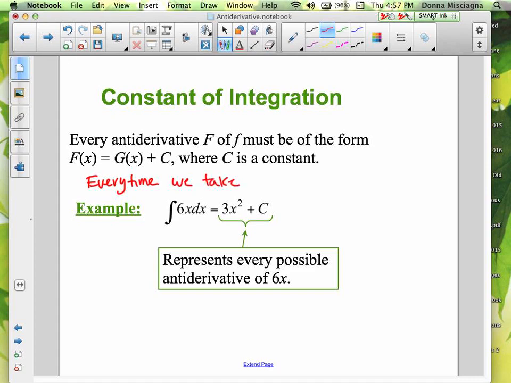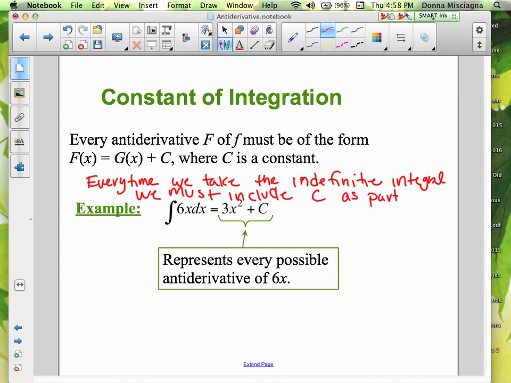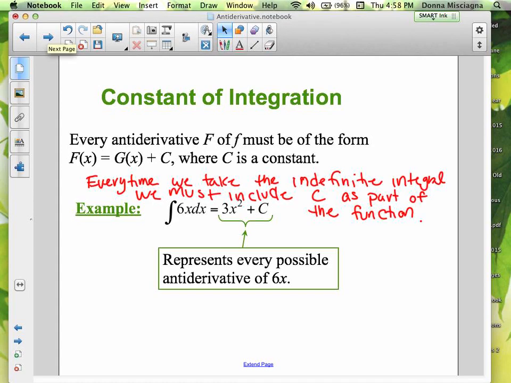So every single time we take the indefinite integral, we must include c as part of the function. And the c stands for constant. Because we can differ by a constant, we have to include that every time we do the indefinite integral. All of these that we're doing right now are the indefinite integral. I will tell you when we look at the definite integral, and it will look a little bit different.